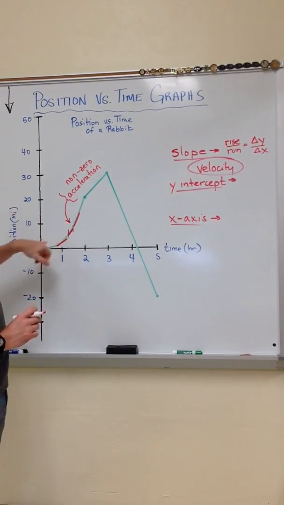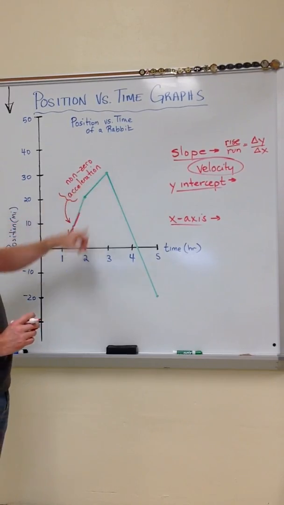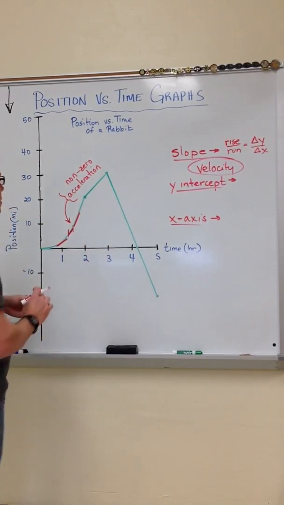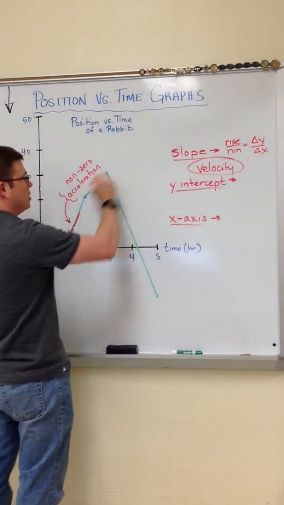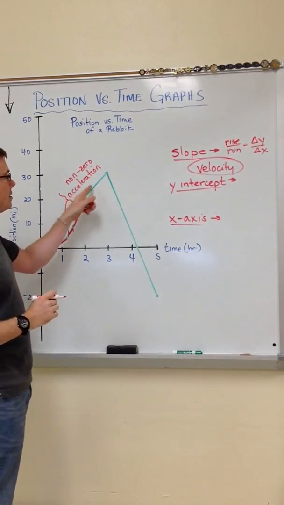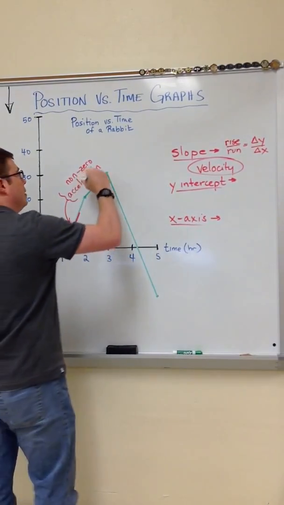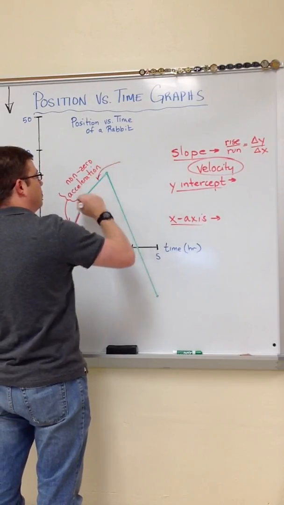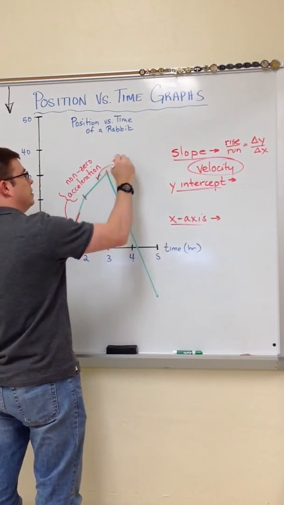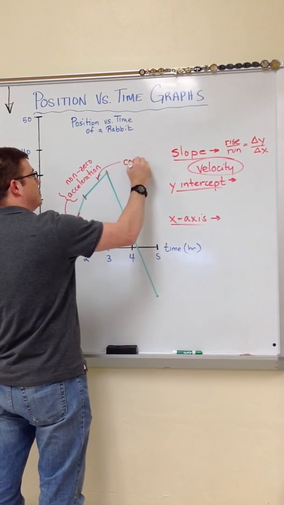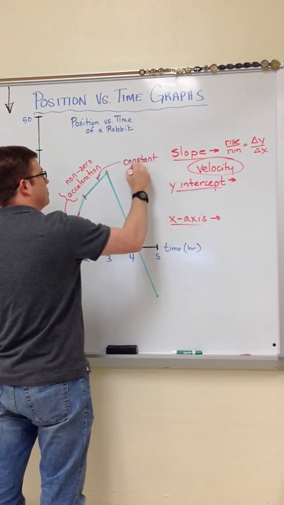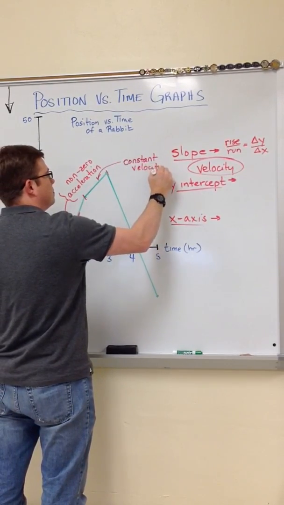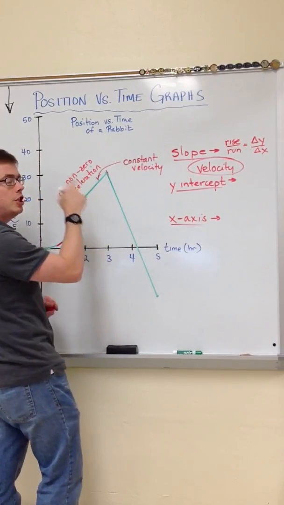All right. Now what's different about the first 2 hours as opposed to the next hour from 2 to 3 hours is you see that there's no change in the slope. That's a very constant slope. Okay. So that means that this portion from here to here is constant velocity, because we have no change in the slope.